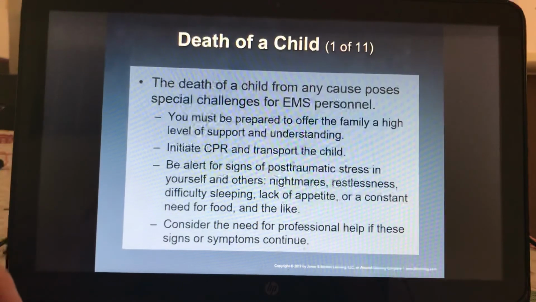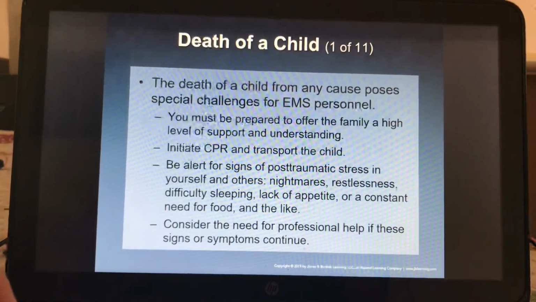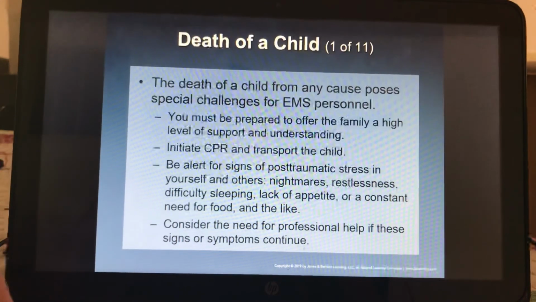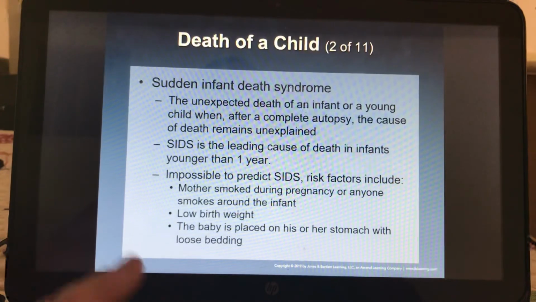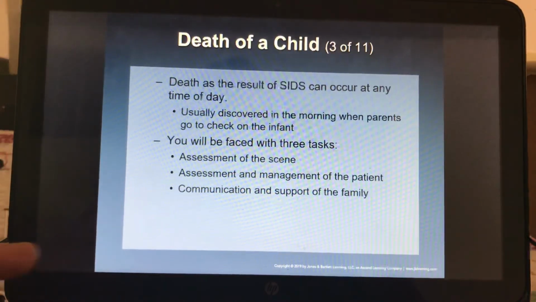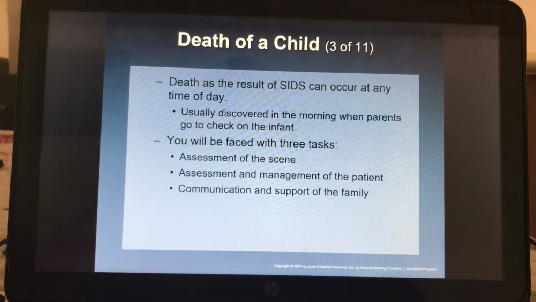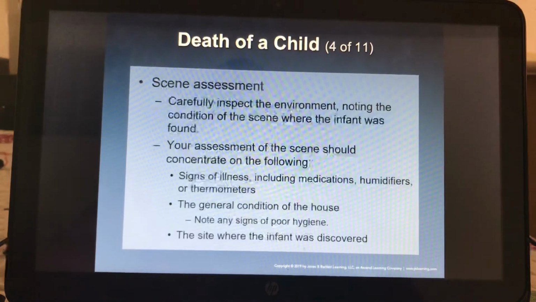One of the things that's going to happen is it's going to affect you. You might have some PTSD from it. You need to talk to somebody. You need to be able to handle it and still be able to do your job. It's horrible. We talked about sudden infant death syndrome. They have causations for it, but really, honestly, don't truly know what happened. You may want to look to see if there's anything that might have been the cause of it.